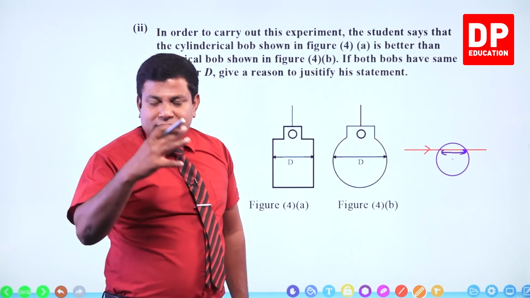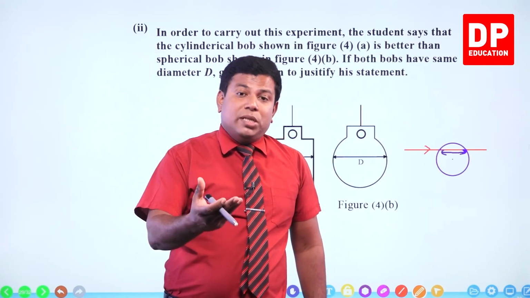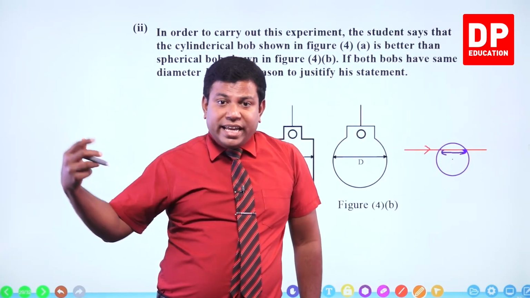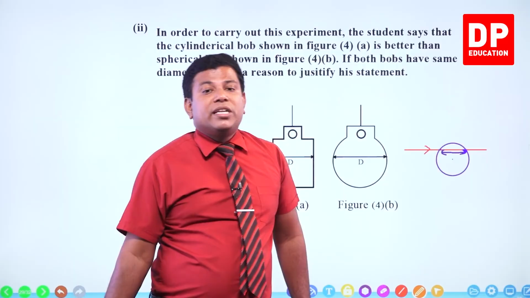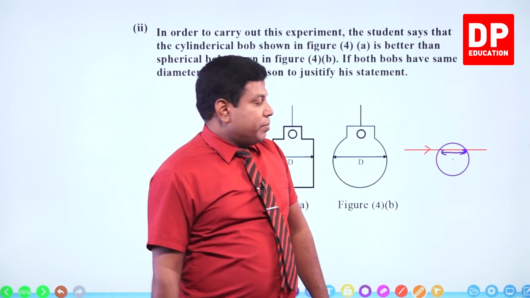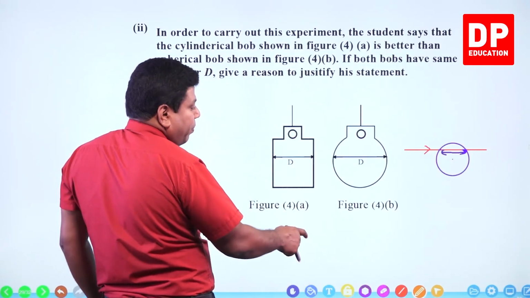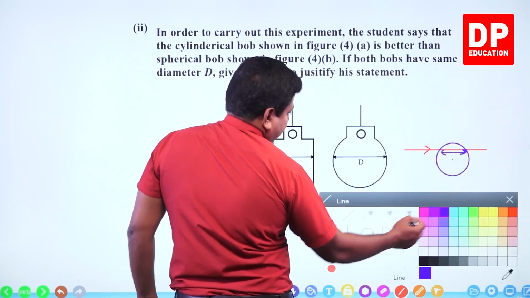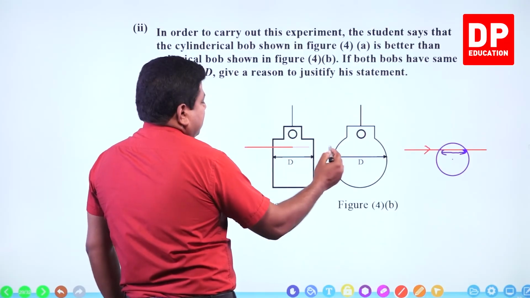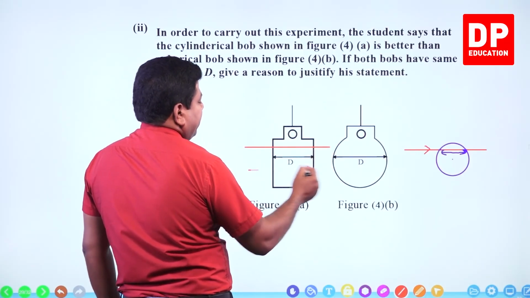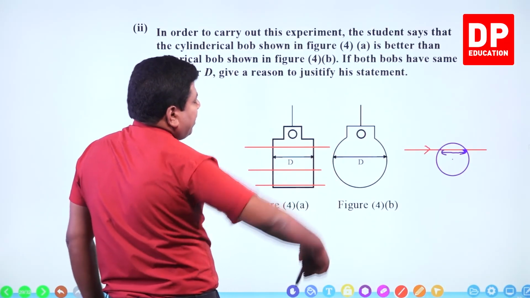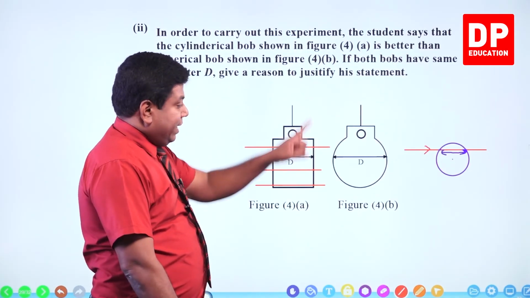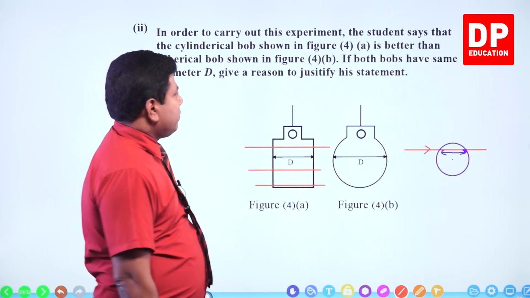Understand? Since infrared rays may not be visible to the eyes, you won't be able to ensure that the ray goes through the diameter of the spherical bulb. But if it is a cylindrical bulb, wherever it passes doesn't matter, right? See, if the beam is like this, still it has to cut the distance of D. Here D, here D. So wherever it cuts, it has to anyway cut the distance D. That's why he said this is better than that.